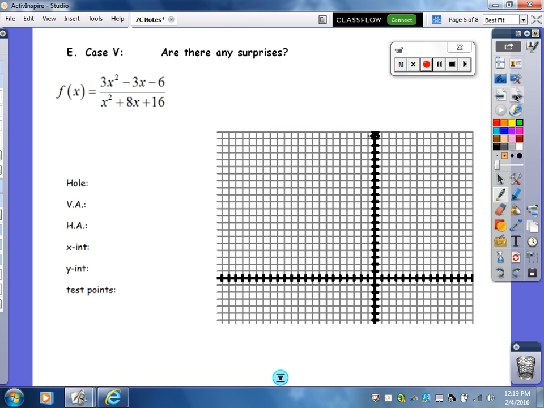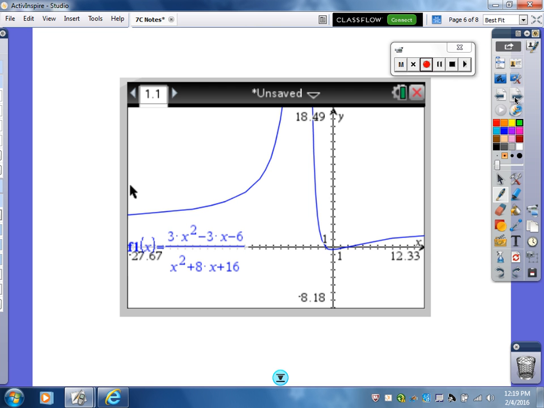All right, let's look at another example. Are there any surprises? Well, yeah, you think there's going to be a surprise happening here, otherwise I wouldn't have asked the question. First of all, let me show you what this looks like on a graphing calculator. If you were to graph this, it looks like the following. So look at this thing. It looks like it has a vertical asymptote and then a horizontal asymptote, but we're crossing that horizontal asymptote. Remember, in the body of the graph, we can cross a horizontal asymptote. The end behaviors won't cross that horizontal asymptote.